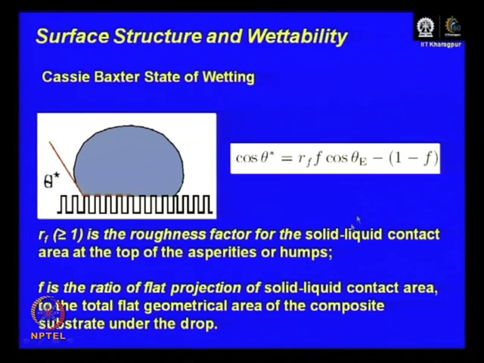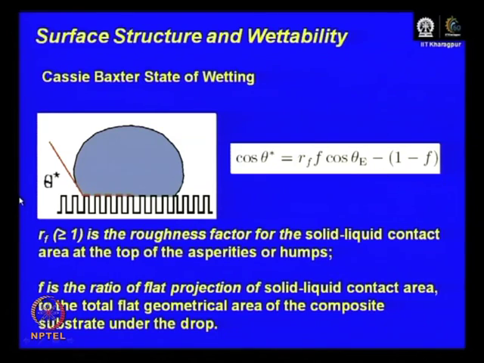So, essentially 1 minus f refers to the fraction of the solid surface that is actually in contact with the liquid, and f is the remaining part, which is the projected area not in contact with the liquid. This fraction which is not in contact with the liquid is taken care of by f, and 1 minus f takes care of the rest.